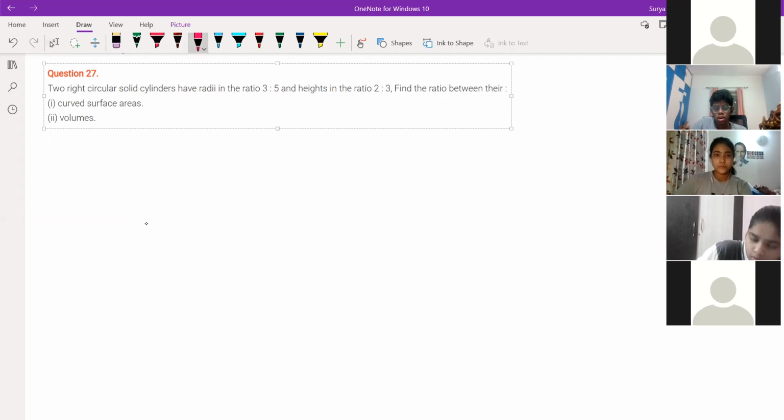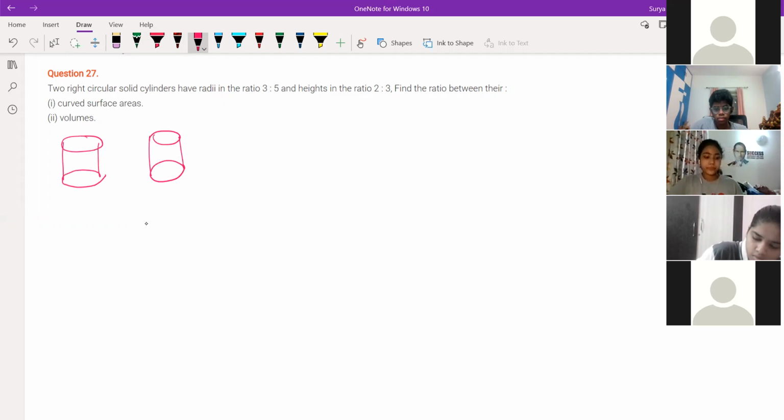So see, the question is two right circular cylinders. Radii is given 3:5. So see, children, just make two cylinders. I'm not doing it measurement-wise, I'm simply making two things over here. The first, radius-wise, is given 3:5. The R1 and R2, I'm writing in x form.